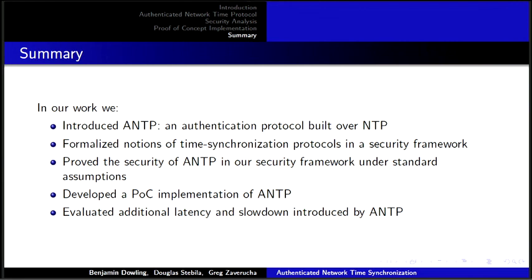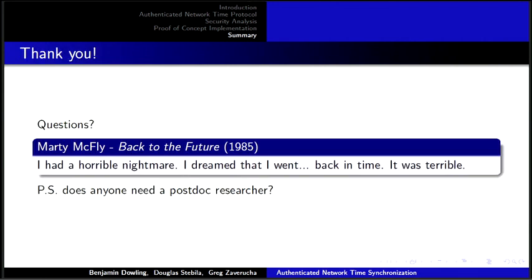In addition, I feel like there should be a little bit of a caveat on the proof of concept implementation. The PKI-based stuff is a little underdeveloped, and so you can find in our paper the link to the GitHub, which will contain the code for ANTP, and you can have a look and have a play yourself. So thank you. Any questions?